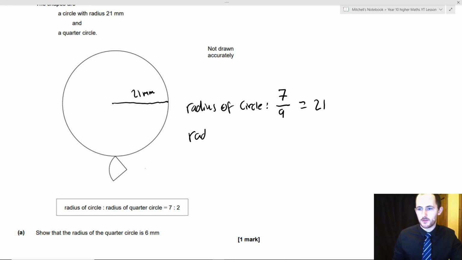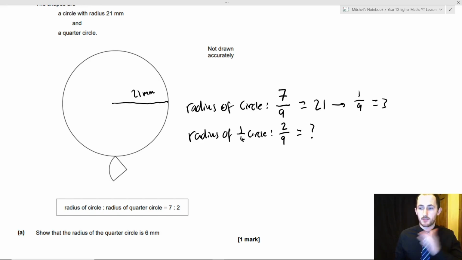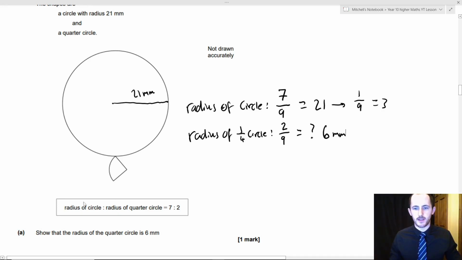And the radius of the quarter circle, I'm just going to write it in a bit of a short form. Honestly, I don't think that was any shorter. Is going to be 2/9. And what does that equal? Well, if 7/9 is 21, then 1/9 is 21 divided by 7, which is 3. So 2/9 is going to be 3 times 2 is going to be 6. Which is exactly what they're asking me to do. Hope that's all okay. Again, bit of a synoptic question. They added in a few different topics, but hopefully not too bad.